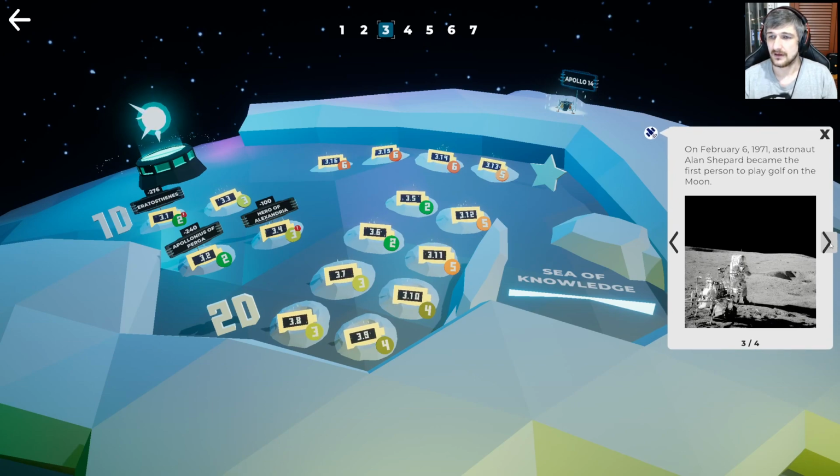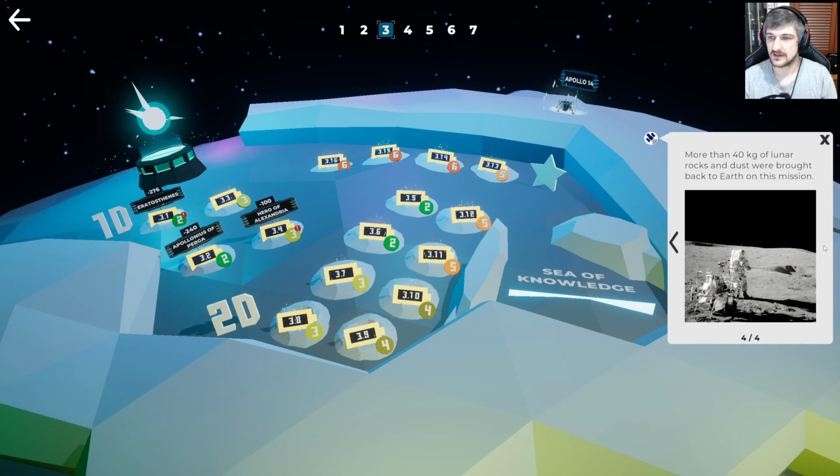On February 6, 1971, astronaut Alan Shepard became the first person to play golf on the moon. More than 40 kilograms of lunar rocks and dust were brought back to Earth on this mission. Wow.